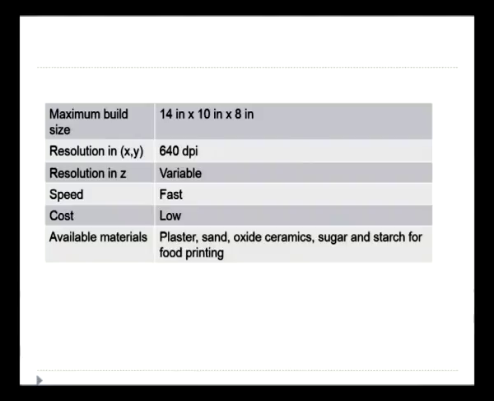Followed by this, we can go for n number of variants, like plaster kind of material or sand or ceramic, sugar, starch, so many materials we can go for. Even in food printing, they are using this 3D printing process directly. They are printing chocolates directly or cakes or whatever it may be, and some are making pizza stuff, like on top of pizza they are developing. So all this they are using the common 3D printing process.